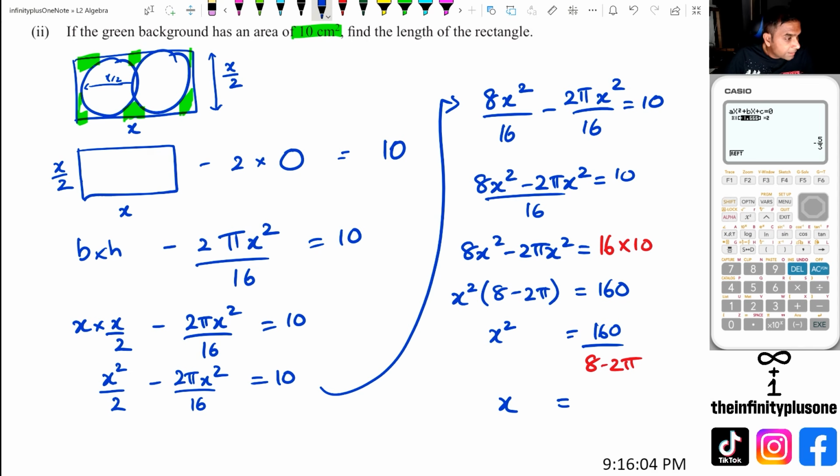So I'm going to get x equals to, I have a feeling I've done something wrong here. That's fine. I just got to trust the process and just see what happens. All right, so I'm going to go 160, and then I'm going to divide that by 8 minus 2 pi. Okay, so that's going to give me x squared as 93.19, and then x is going to be the square root of that, which gives me 9.65.